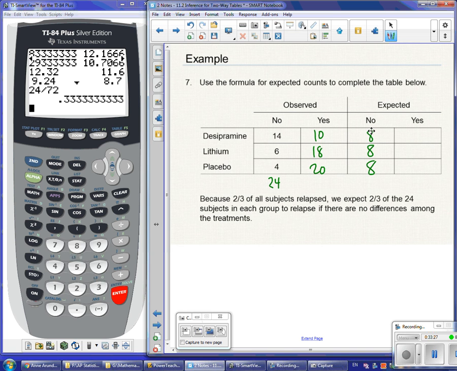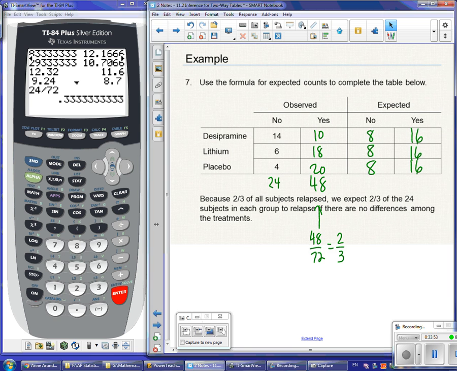And then I would expect, obviously, the other 2/3 would relapse, since 48 out of 72 is 2/3. So overall, 2/3 relapsed and 1/3 didn't. And so if there was no difference between the treatments, I would expect the same ratio for each. Now, obviously, like I said, you don't have to do this by hand. You can absolutely do this in your calculator.